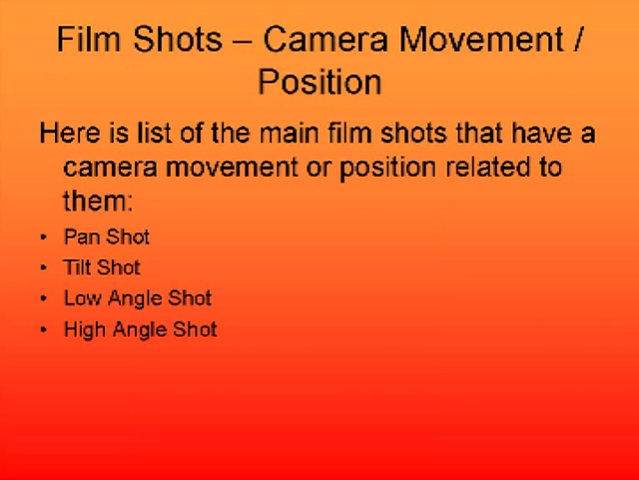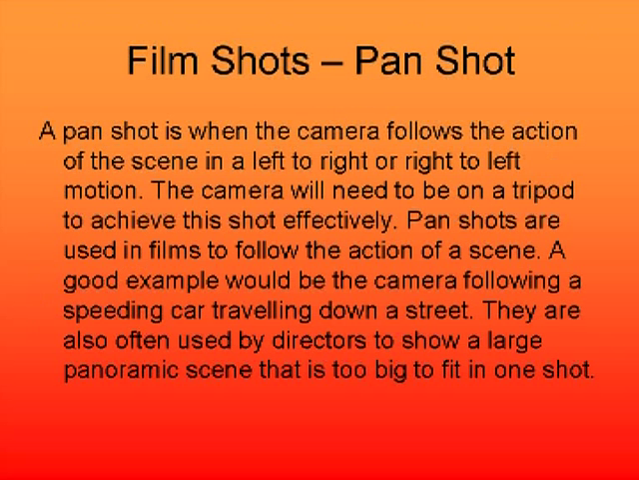Camera movement, position. Here is a list of the main film shots that have a camera movement or a position related to them. Pan shot, tilt shot, low angle shot, high angle shot.